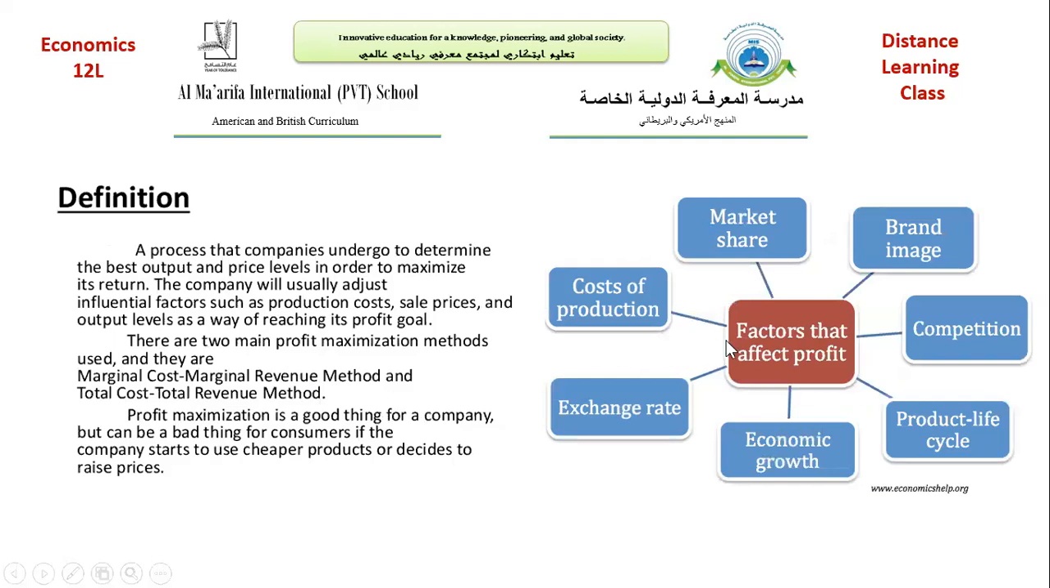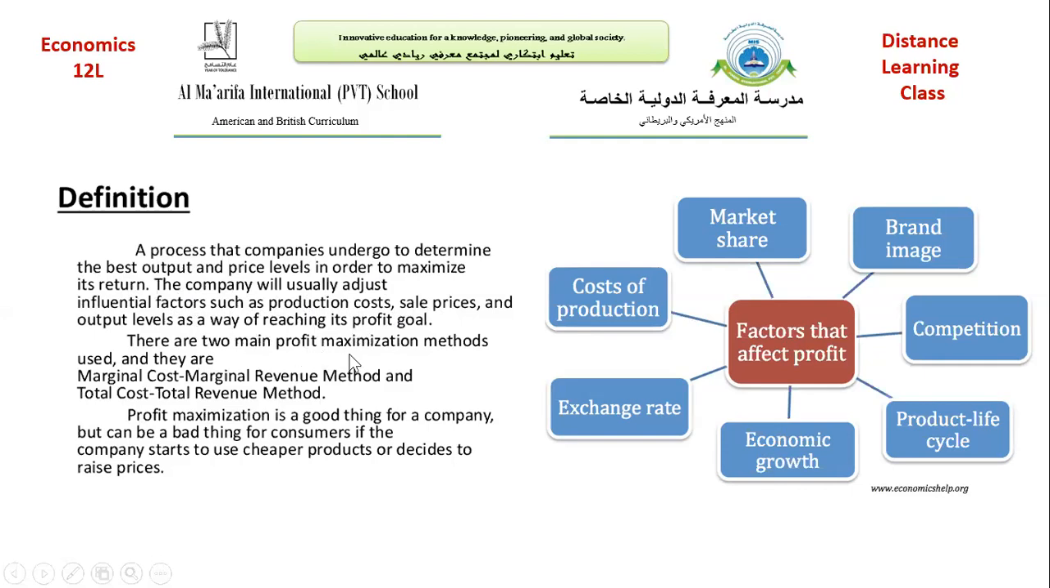Now, here we have a few factors that affect profit. Factors: market share, brand image, competition, product life cycle, economic growth, exchange rate, cost of production. Here, some definitions. The process that companies undergo to determine the best output and price levels in order to maximize its return. The company will usually adjust influential factors such as production costs, sales prices, and output levels as a way of reaching its profit goal.